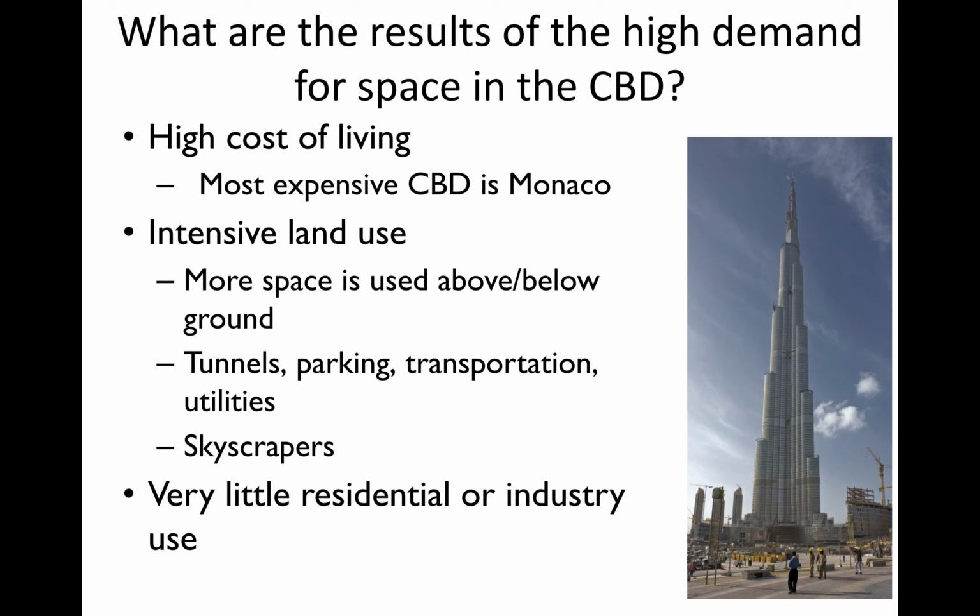With that intensive land use, we'll see extensive use of transportation systems, with tunnels below the CBD, parking ramps that are many levels, and major transportation systems spiking into the city. These are all examples of the intensive land use of CBDs. With that being said, there will be very little room for residents or industries. Most industries, as we learned in our previous unit, have moved to one-story buildings outside the interstate and in the suburbs.